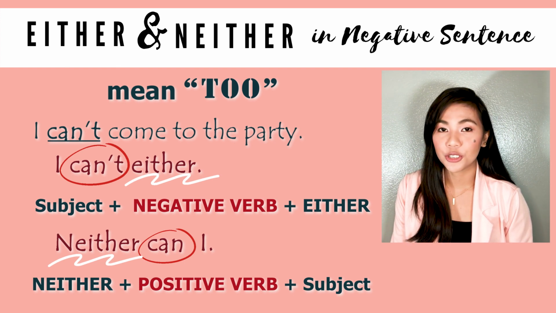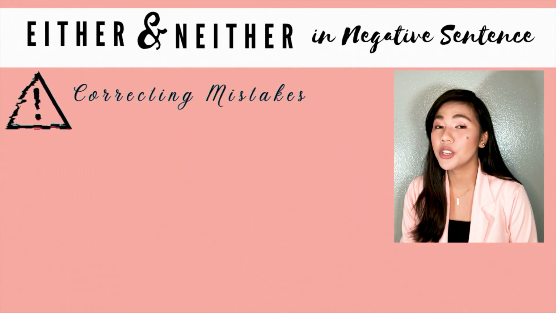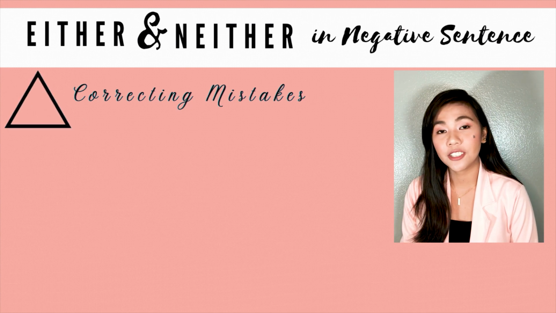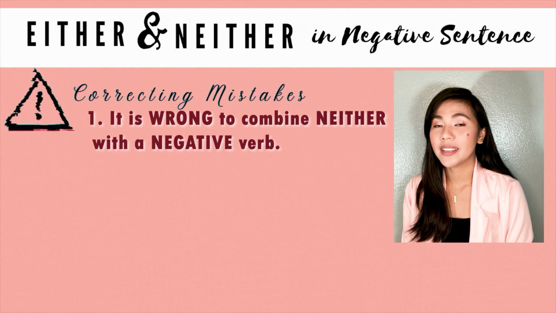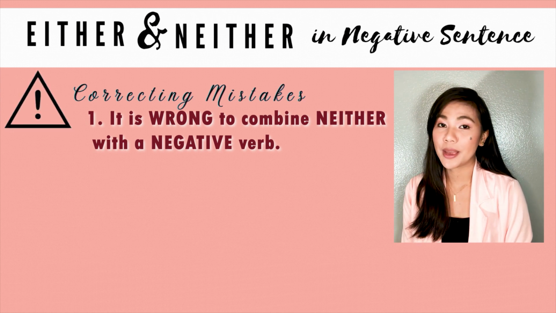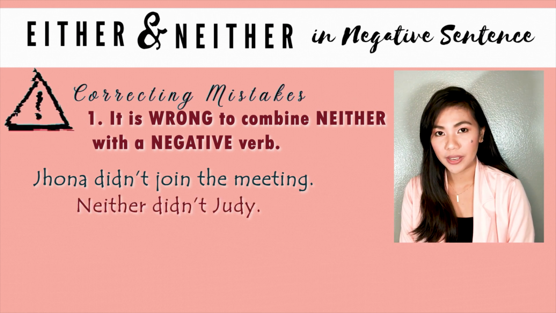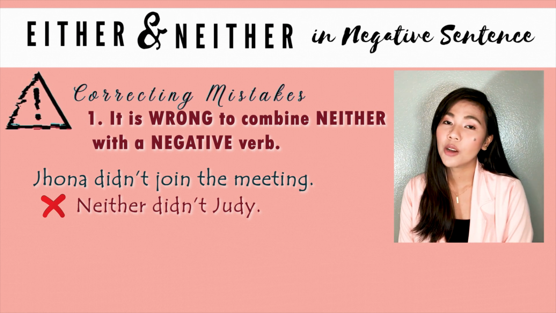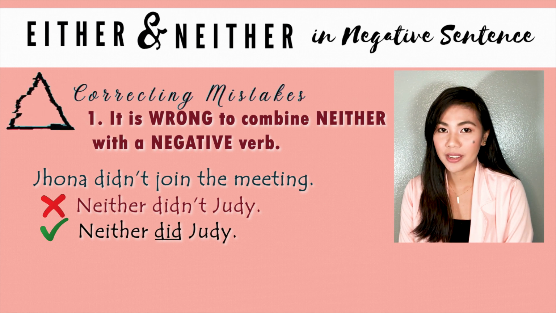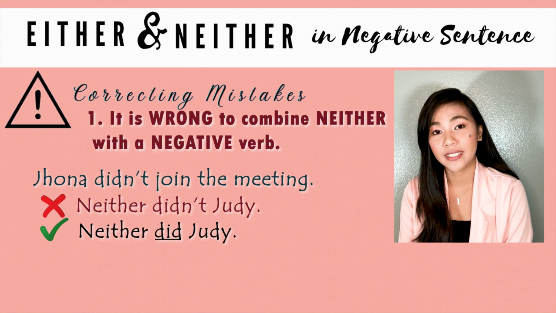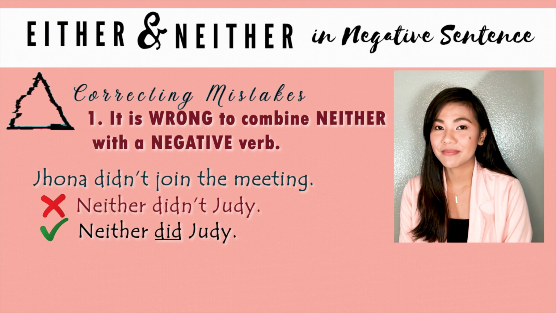I can't either. Alright, so let's look at the two major mistakes that we usually make when using either and neither. The first one: it is wrong to combine neither with a negative verb. For example, Jonah didn't join the meeting. Neither didn't Judy. So it is incorrect. So how should we say it? We should say, neither did Judy. Because neither is already negative, we only need to use a positive verb, did.